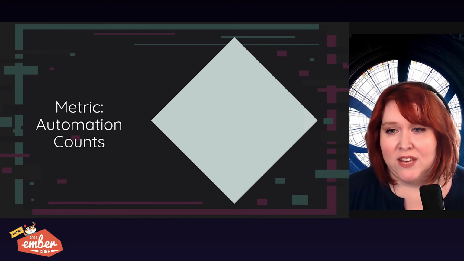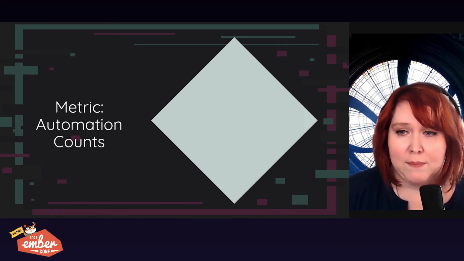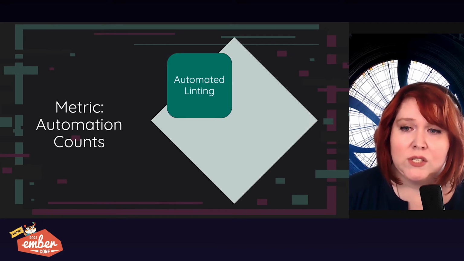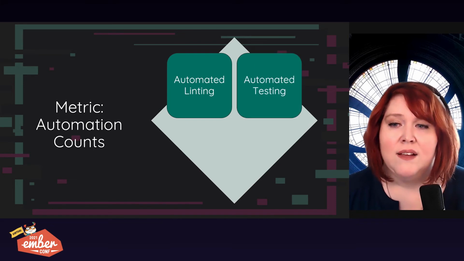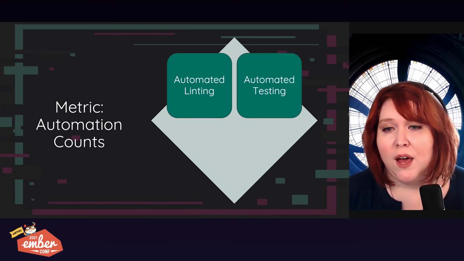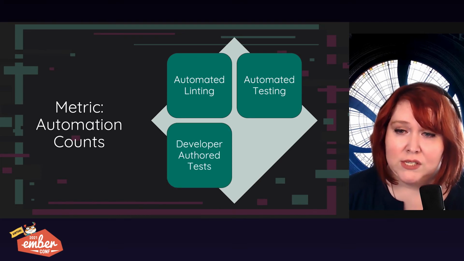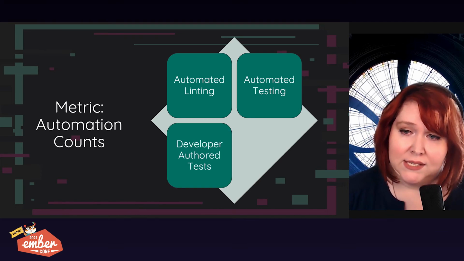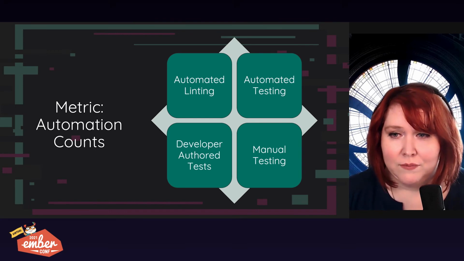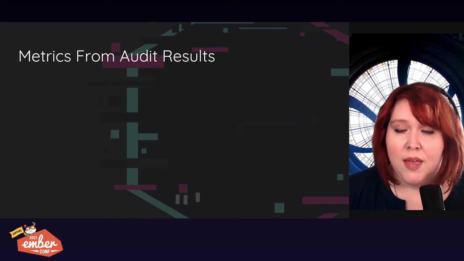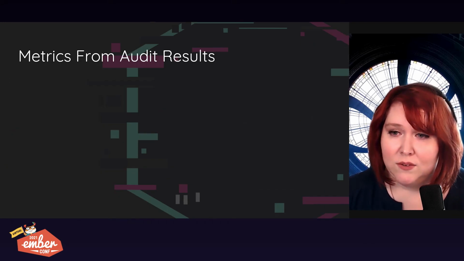By identifying the edges of a potential violation count, we can then determine several related metrics. Violations for which we can provide automated linting for static analysis, violations for which we can provide automated testing for dynamic analysis, violations that require developer-authored tests, and violations that require manual testing. There are also metrics that we can look at from the accessibility audits that we receive.